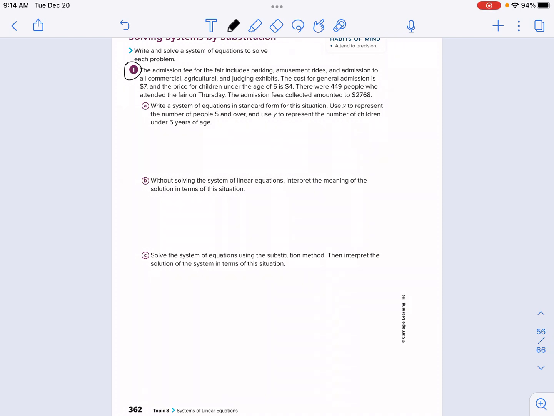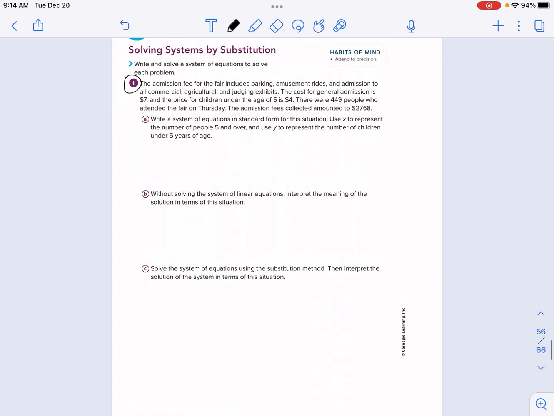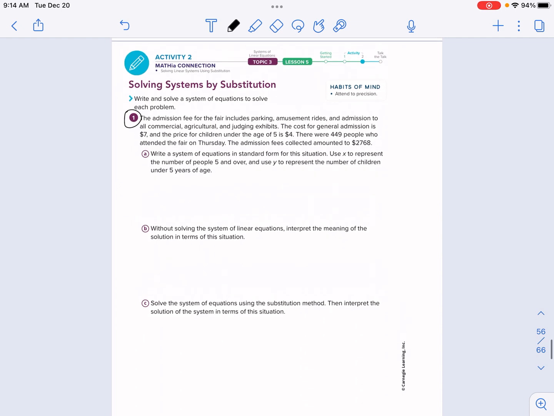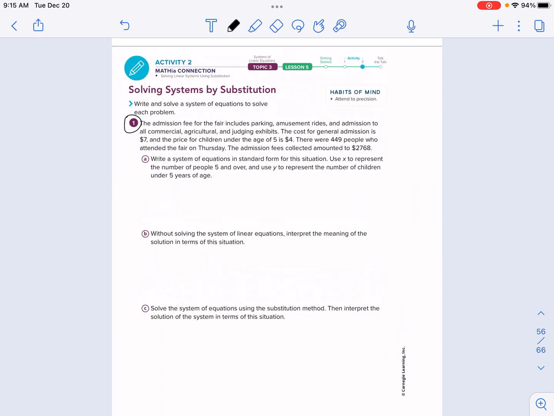All right, we're on page 362. This is the last lesson in this module and in this topic. We're working on lesson 5, and we're skipping activity 1, only focus on activity 2. Activity 2, we're going to be going through some problems, and there's going to be others for you to do. And then at the end, we'll get to talk the talk, solving systems by substitution. And then toward the end, there will be an assignment. So quite a bit of stuff for this video, but we're going to get started on number 1.